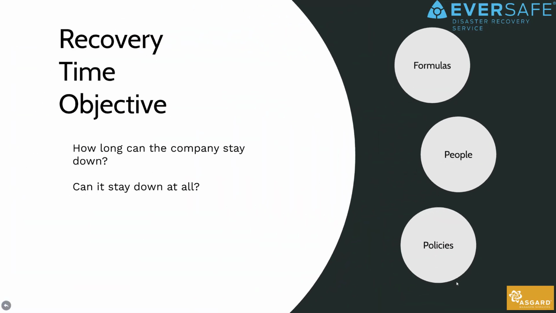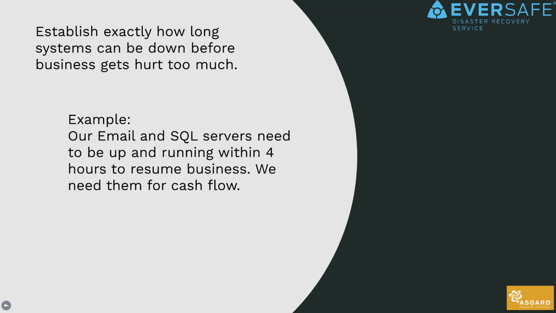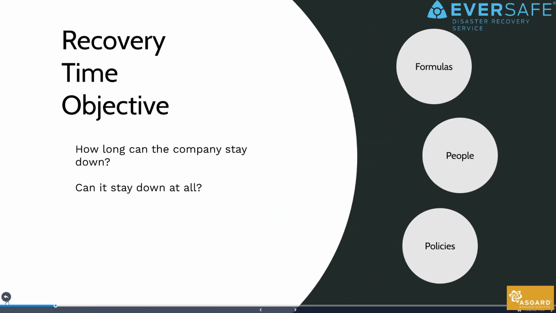The last group is the policies. The policies are something that should be written in a backup disaster recovery plan. These establish exactly how long your systems can be down before businesses become too hurt, the difference between being down and being bankrupt. For example, if the email and SQL servers need to be back up and running, they need to be back up and running within 4 hours to resume business and have minimal losses, because these two servers are needed for cash flow. And that is something that we like to focus on for RTOs, is how long can cash flow be interrupted. And that sums up RTOs.